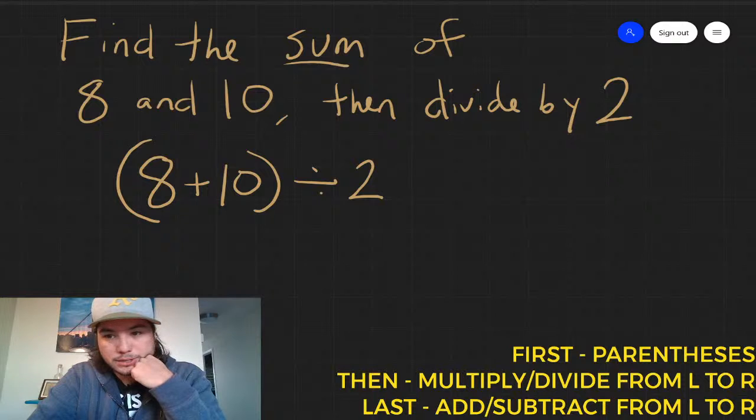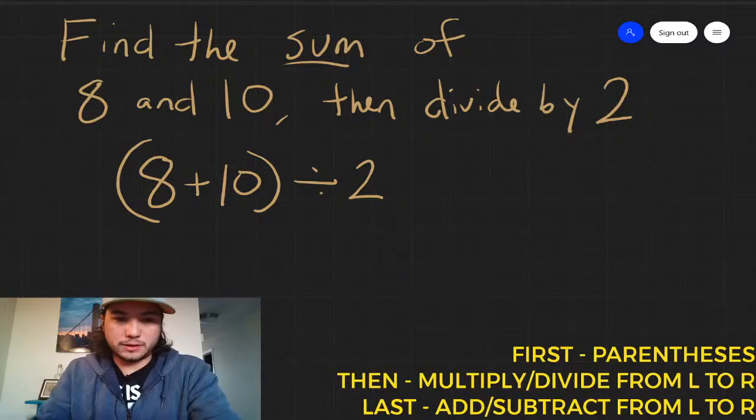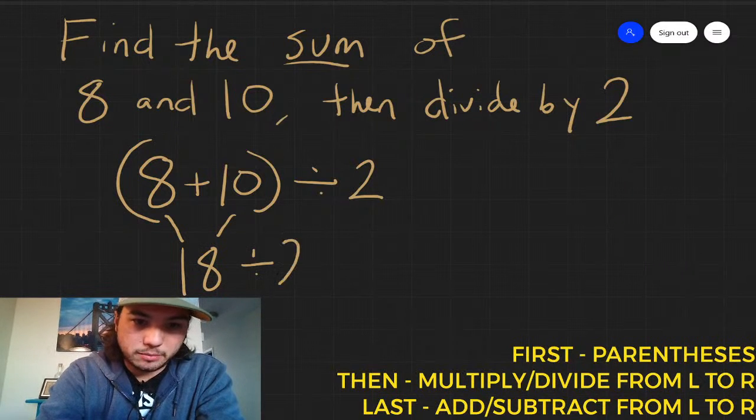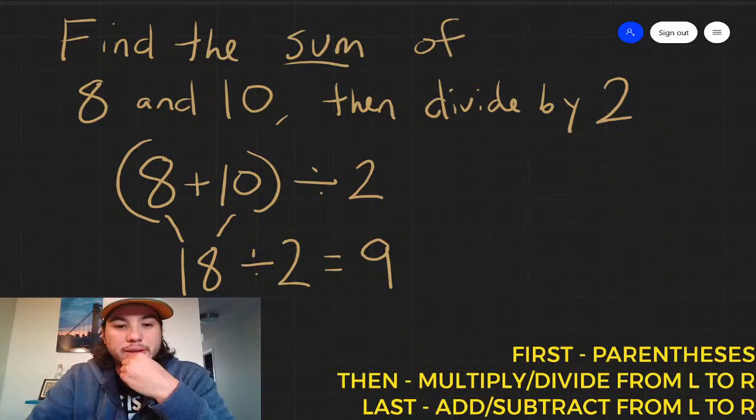Okay, I'm seeing some answers in the chat. Great. So let's solve it together. Start inside the parentheses. So 8 plus 10 is 18. And then 18 divided by 2 equals 9. There's our simplified form.